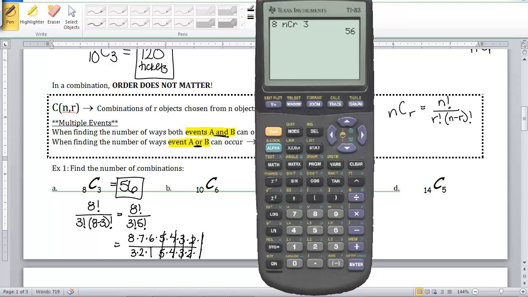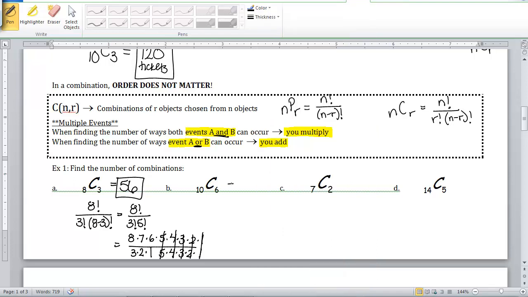So for instance on B, to just use my calculator, I would just do the 10, math, go over to probability, number 3, since it was nCr, and n is 10, 6 objects are chosen, and enter, and I get 210. Please now pause the video and practice calculating letters C and D. For letter C, you should have gotten 21, and for D, 2002.